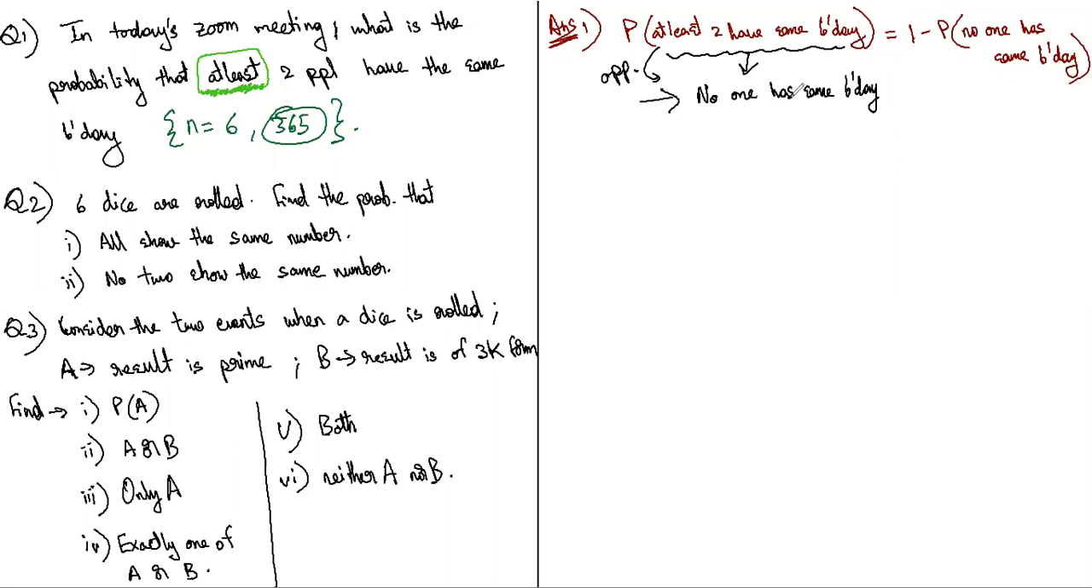So no one has the same birthday. Actually, nobody's birthdays are matching, okay, everyone's is different. So in other words, this is nothing but no one. I'm just writing as no one. Okay, not writing the full sentence. This is nothing but the opposite of no one has the same birthday. So this is nothing but 1 minus P of no one has the same birthday.